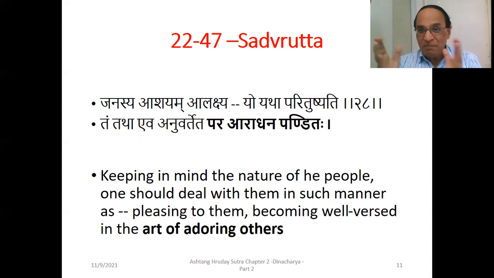So always keep this type of common sense. This is the common sense, which is very uncommon nowadays. Common sense is uncommon, but this is common. Be pleasing to the person in front of you, becoming well versed in the art of adoring others. I am saying this is very scarce nowadays. Nobody wants to praise another person. Nobody wants to adore another person.